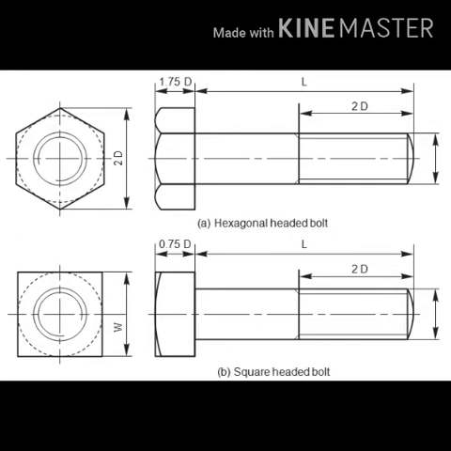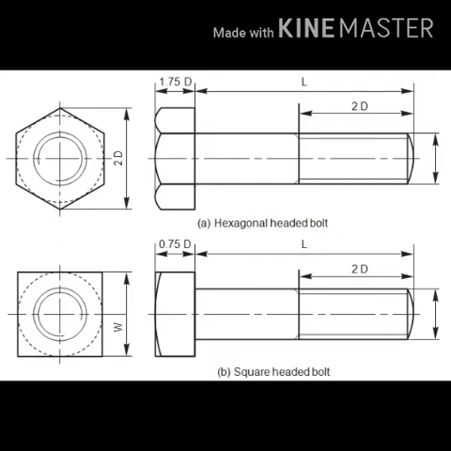In the slides we can see 2 types of figure. Figure A shows the line diagram of a hexagonal headed bolt, especially its front view and side view. Figure B shows the line diagram of a square headed bolt, that is its front view and side view. In both these figures, all the terms and parameters associated with the hexagonal headed bolt and square headed bolt are marked in terms of D.